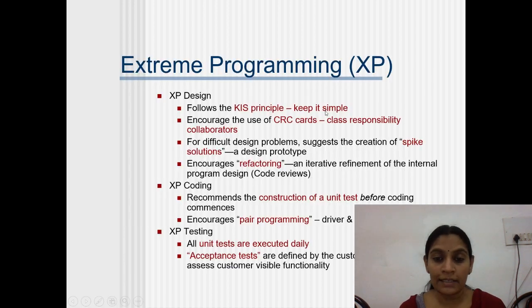This is going to help us track all the classes that are going to be there in your deliverable for the particular iteration. And we are clear about the classes' responsibilities and classes' collaborators. All these three things everybody will be aware of very clearly. So that is the use of CRC cards. The next keyword, which is very relevant in XP design, is spike solutions. I hope you understand what a spike solution is.